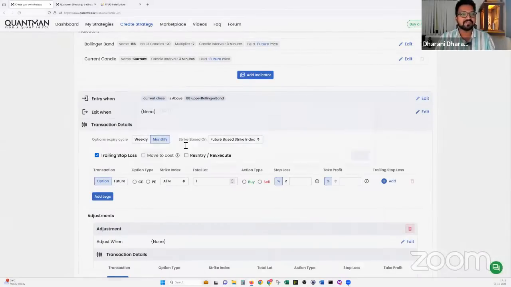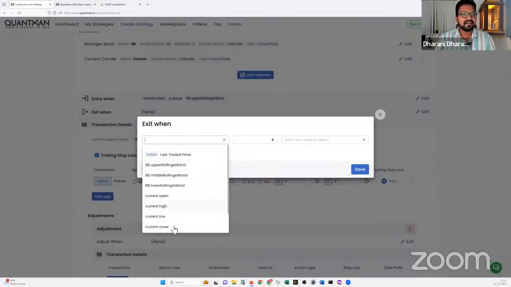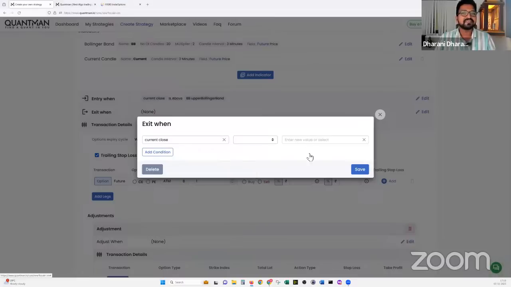So for the exit plan, I'm just giving here current candle close dash the middle Bollinger Band. Okay, so now it's your turn. Whether it is above or is below.